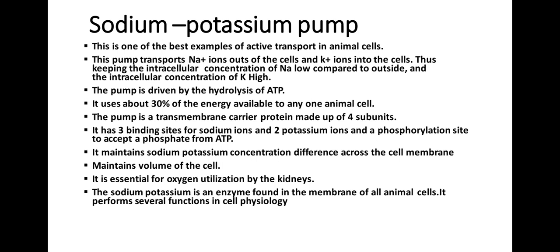Next is the sodium-potassium pump. This is one of the best examples of active transport in animal cells. This pump transports Na+ ions out of the cell and K+ ions into the cell, thus keeping the intracellular concentration of Na+ low compared to the outside, and the intracellular concentration of K+ high. The pump is driven by the hydrolysis of ATP. It uses about 30% of the energy available to any animal cell. The pump is a transmembrane carrier protein made up of 4 subunits.